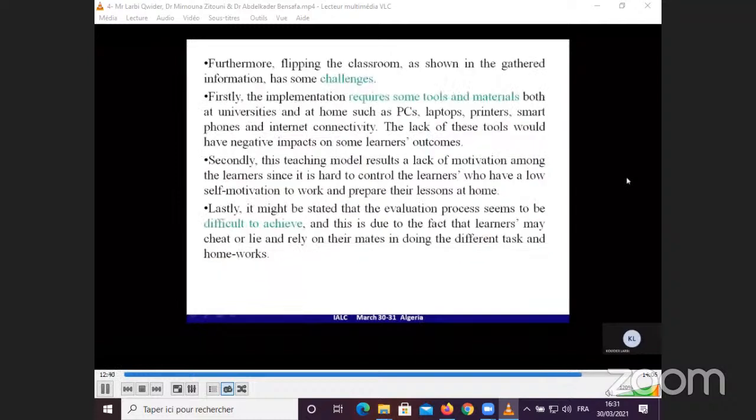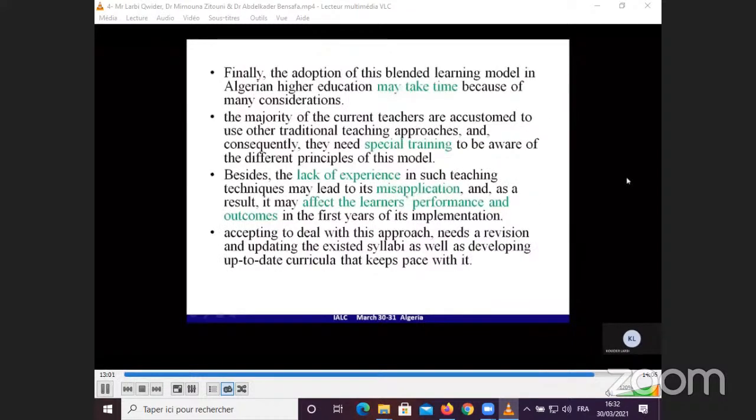On the other side, adopting this model has some challenges, such as: it requires some tools and materials, both at university and at home, such as PCs, laptops, printers, smartphones, and internet connectivity. Also, it is hard to evaluate the learners' achievements since their work will be at home. Finally, the transition from traditional techniques to the flipped classroom model may take time and effort because the majority of EFL teachers are accustomed to using other traditional techniques. So, in order to apply this model, they may need some training sessions and some revisions of the syllabus, and also to develop new curricula that keep pace with this technique.